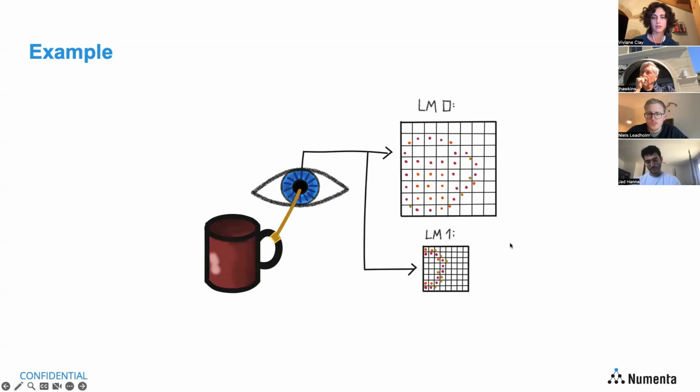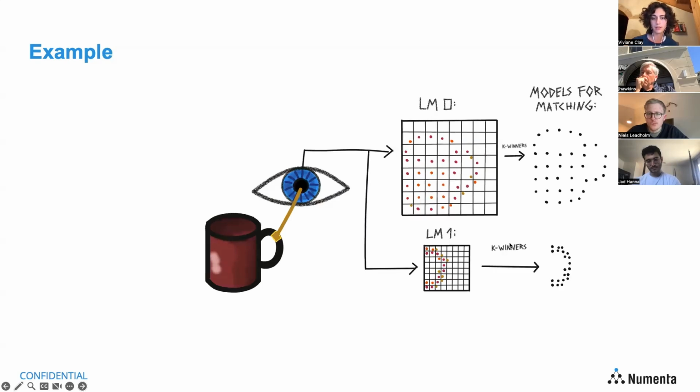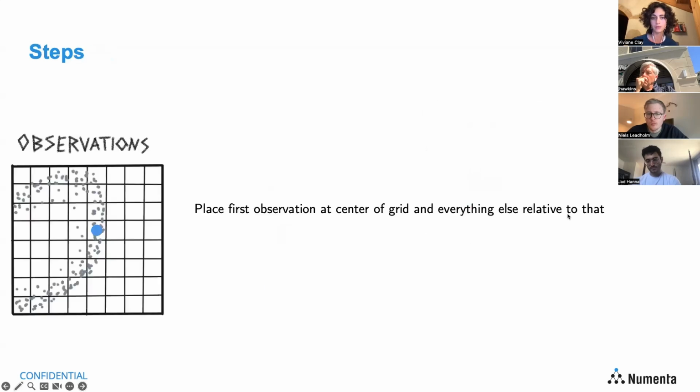That's supposed to be the colors in here. And then we take the k winners, and this will become the models for matching. The step-by-step kind of thing is the very first observation that we get. We start at the center of the grid, so the reference frame is arbitrarily anchored to the first observation. And then everything else is relative.